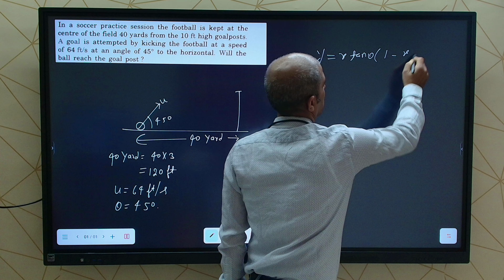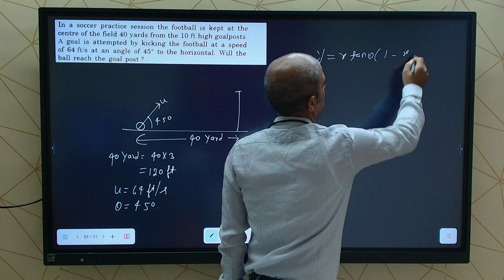So what information is given here? A player is doing this soccer practice, meaning he is kicking the ball with his leg, and the ball is kept at the center of the ground, and the goal post is 10 feet high, and the separation between the center and the goal post is given as 40 yards.